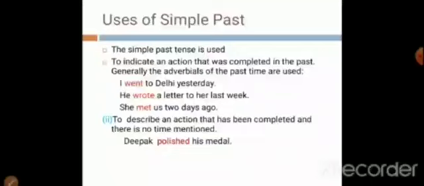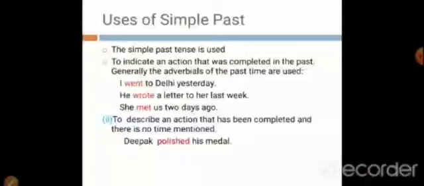In these three sentences, we are talking about time in the past, that is yesterday, last week, and 2 days ago. And what are the verbs? Went, wrote, met. You can see these are all in the past.